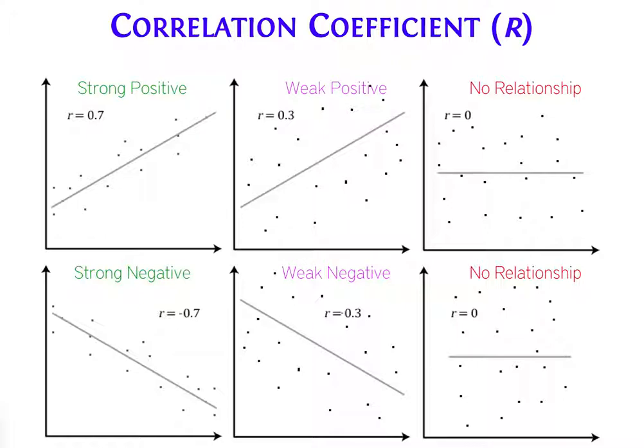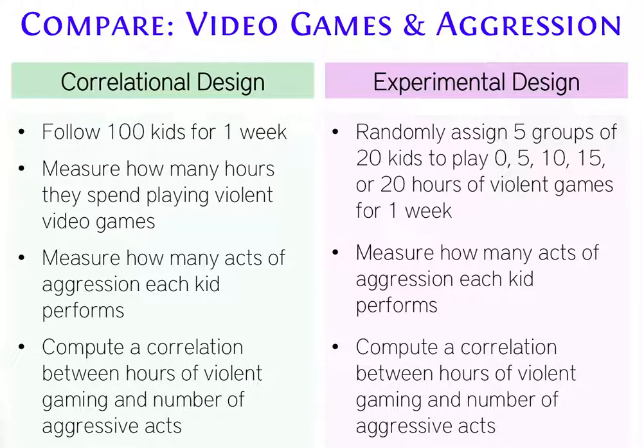For example, let's say we're interested in finding out whether playing violent video games makes kids more aggressive. We could study this using a correlational design or an experimental design. In a study with a correlational design, we would follow 100 kids for a week, measuring how many hours they spend playing violent video games. Then we would measure how many acts of aggression each kid performs, maybe by watching them during recess or something. Then we would take the data from those two measurements and calculate the correlation coefficient.